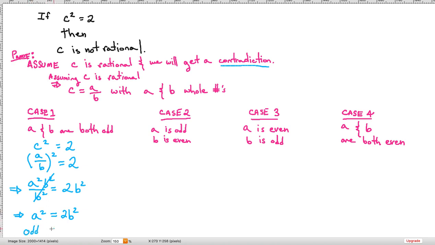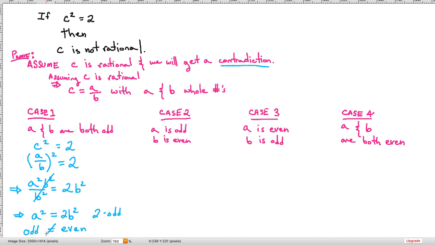So the left-hand side is odd. But if you look at the right-hand side, an odd squared is odd, so it's 2 times some odd number. And 2 times an odd number, you should convince yourself, is even. I started out by saying this is an equality between these two sides, so whatever number is over here has to be the same number over here. Now, again, a number cannot be both even and odd.